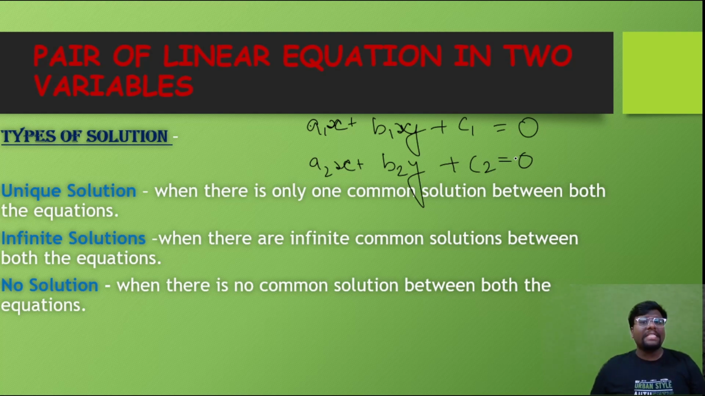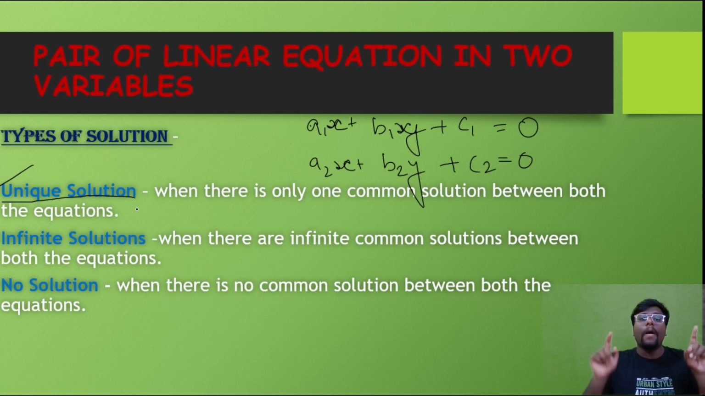Now they might have three cases or three conditions of solutions. The first one is a unique solution. Take a look at this. What is a unique solution? When there is only one common solution between both the equations. We just saw that a linear equation in two variables can have unlimited sets of values, so another linear equation in two variables can also have an unlimited set of values. Now when we combine, how many common solutions do we get? For the first case, there is a unique solution.